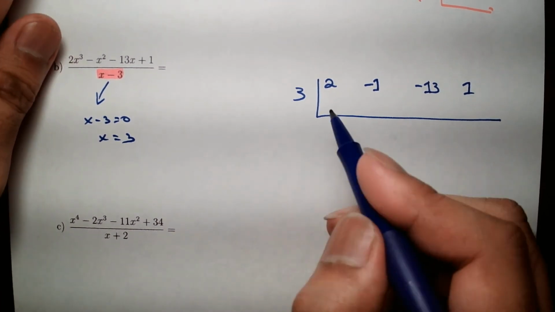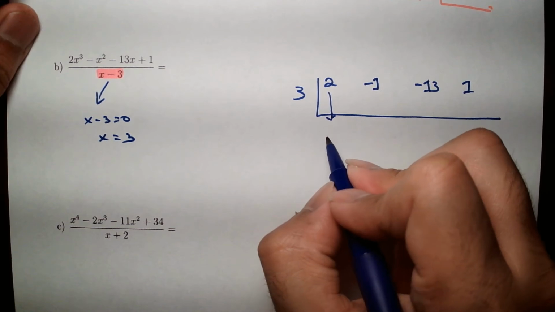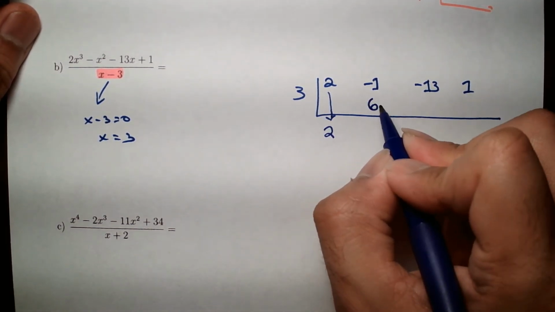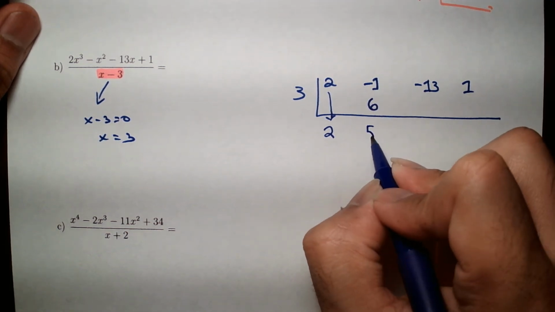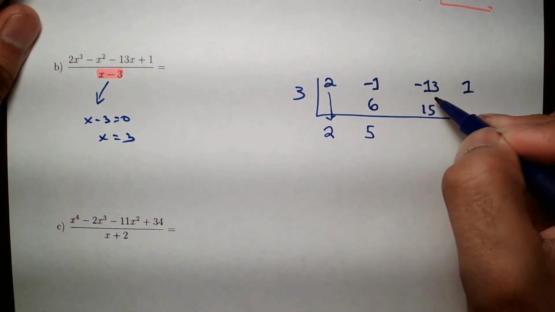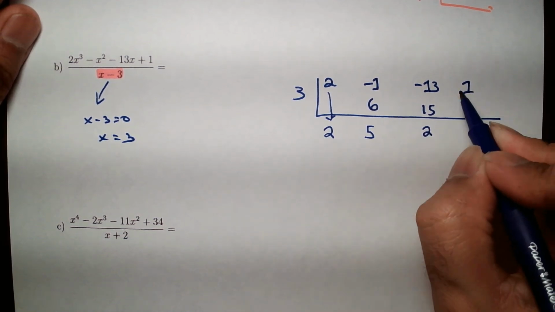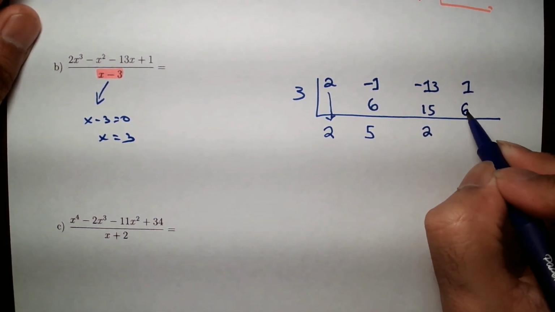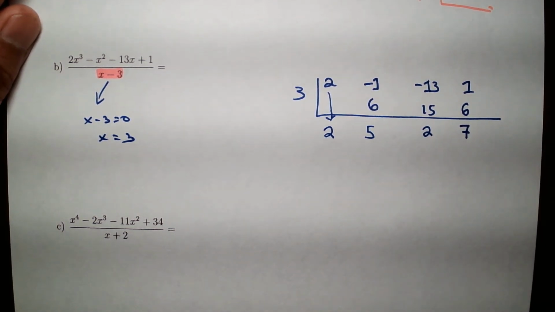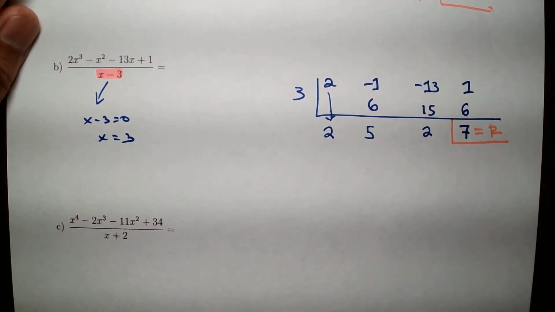All right, so now let's do the division. We drop the first coefficient, that's 2. 2 times 3, that's going to be 6. 6 minus 1, that's a 5. 5 times 3, that's 15. Put it below the next one. And then 15 minus 13, that's a 2. 2 times 3, that's 6. Put it below in the next column. And 6 plus 1 equals 7. In this case, our last number is not a 0. This means we're going to have a remainder.